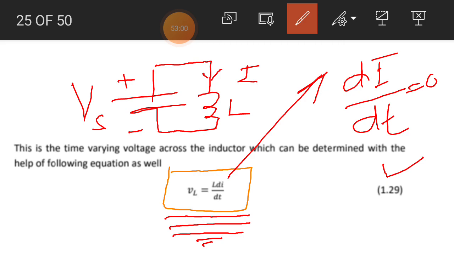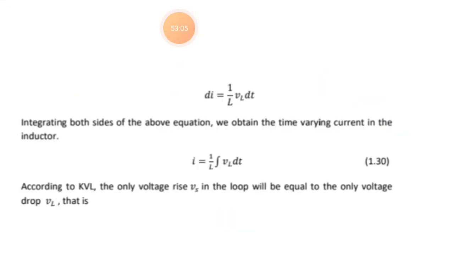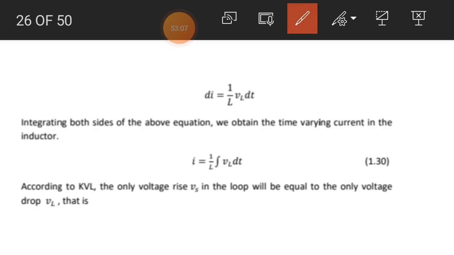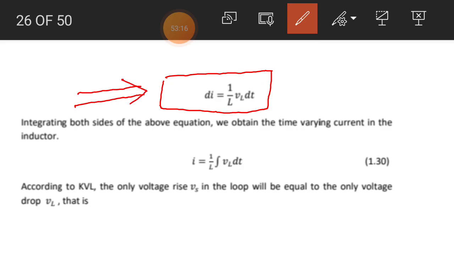Now let us focus on the current. You see, di from equation number 29 will be equal to 1 over L into VL dt. This is the differential current in the inductor of this particular circuit. And what is the differential current? A very small portion of the total current. So we are not interested in the differential current. We are interested in the total current.